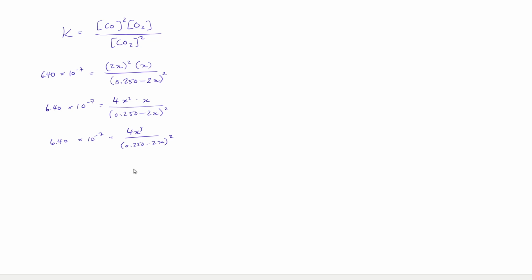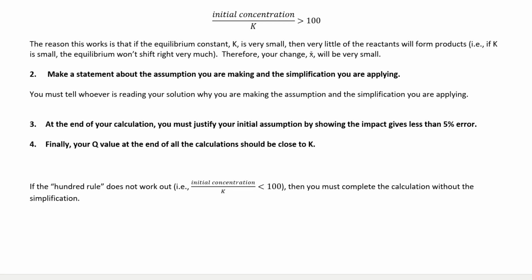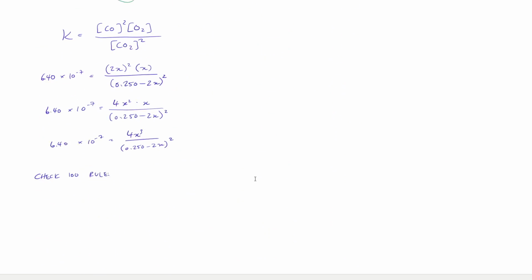So what I'm going to do is make a simplification. I'm going to check the 100 rule. Just to recap what the 100 rule is, let's go back up here. The 100 rule is I take the initial concentration over the K value and see if it's greater than 100. If the initial concentration is very high in comparison to the K value, then I can make the assumption that x is going to be very, very small. So let's check the 100 rule.